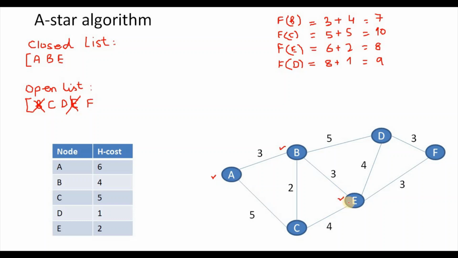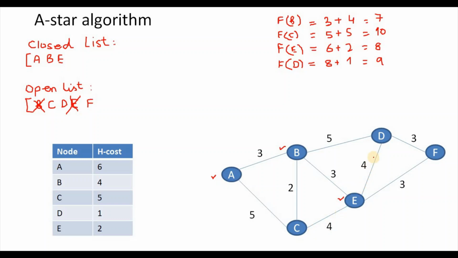Now calculate the F cost for these nodes. So first of all, we can try to calculate the G cost. So the G cost of C, if we measure it from node E, it will be 4 plus 3 plus 3. It will be 10, which is more than the previous, the actual G cost of the node C, which was 5. So clearly, we shall not do it, because the new cost is 10, the previous cost is 5. So the new cost is more than the previous. So we shall not change it. We let it like this.